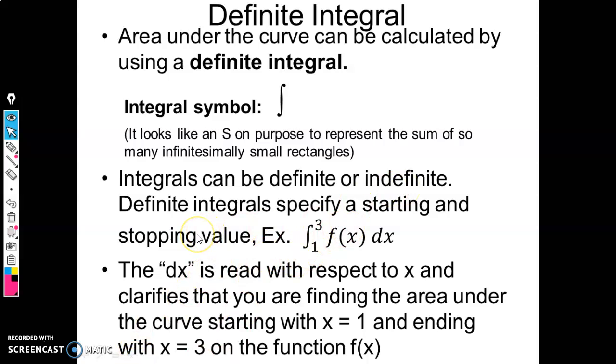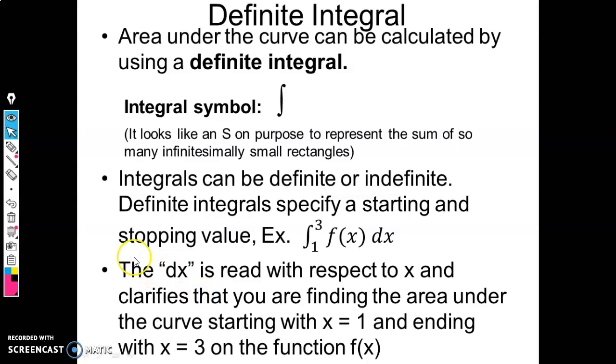All right, and integrals can be definite or indefinite. Definite integrals have a starting and stopping value. So if you see this little S symbol and 1 to 3, that means it starts at 1, ends at 3. The dx here at the end is saying that you are figuring out with respect to x. In other words, you're going from 1 to 3 on the x-axis. Start at x equals 1, end at x equals 3. You could integrate with respect to y too and go on the y-axis, but we're only doing the x-axis this year.